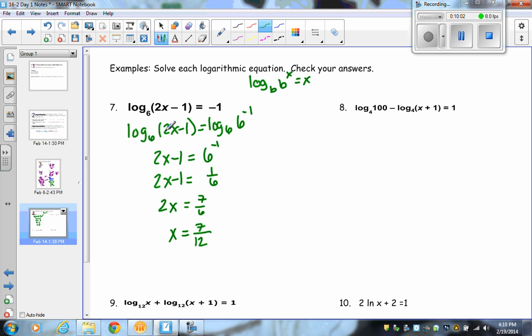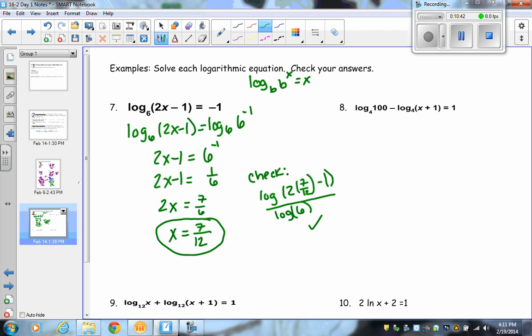Now, if I plug this back into this equation in my calculator, I have 2 times 7/12 minus 1 here. So in my calculator, I would type the log of 2 times 7/12 minus 1, divided by the log of 6. And when I type this in my calculator, I do indeed get negative 1. So it works. So there's my answer.